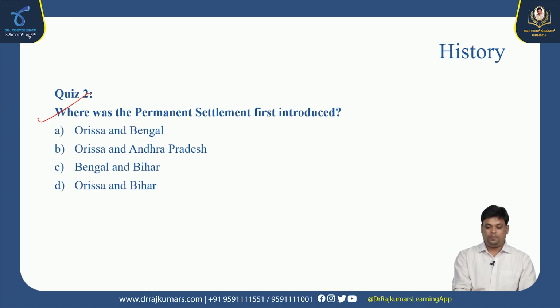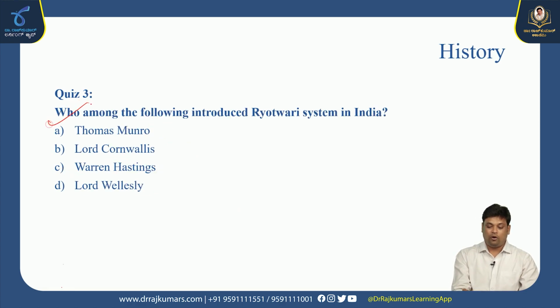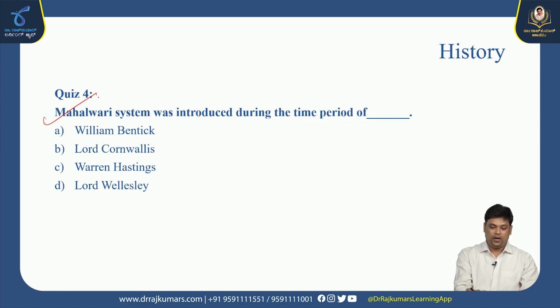Where was the permanent settlement first introduced? Bengal and Bihar is the place where this permanent settlement was introduced. That is the Zamindari system. Who among the following introduced the Rayatwari system in India? Sir Thomas Munro. And the Mahalwari system was introduced during the time of Lord William Bentinck.